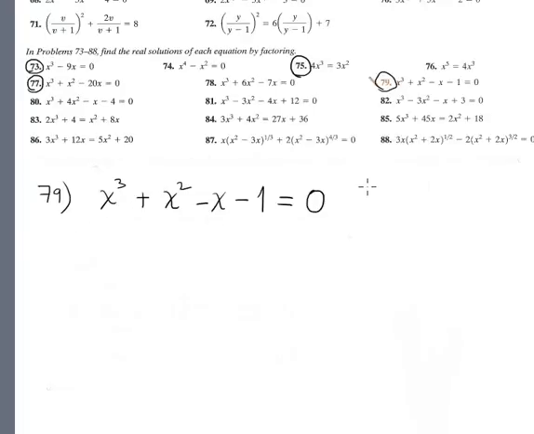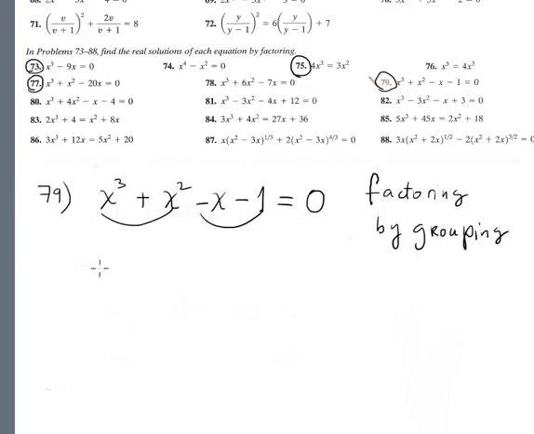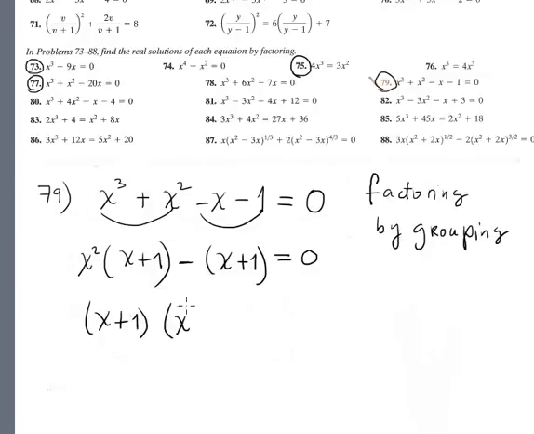Okay, 79 is a factorable equation, and in this case we are doing factoring by grouping. So you select by couple. The greatest common factor in the first couple is x squared, and inside the parentheses you have x plus 1. The greatest common factor in the second couple is -1. Now we have x plus 1 as a common factor again, and we have x squared minus 1.